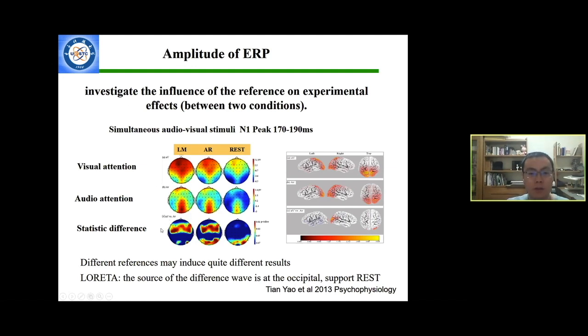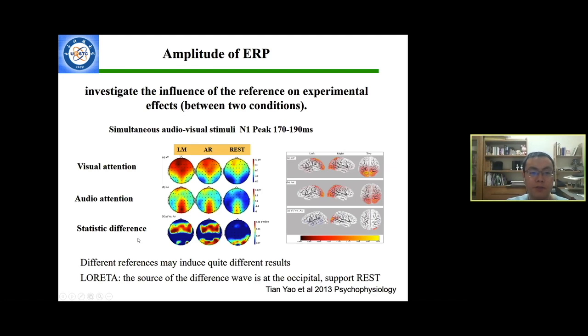And this shows that for using the ALM reference, we can get the different waves located in the parietal and the frontal regions, and for using the average method, we can get similar results located in the frontal and the parietal regions, and we also see some in the occipital regions. And using the REST reference method, we can get the results located in the occipital regions.